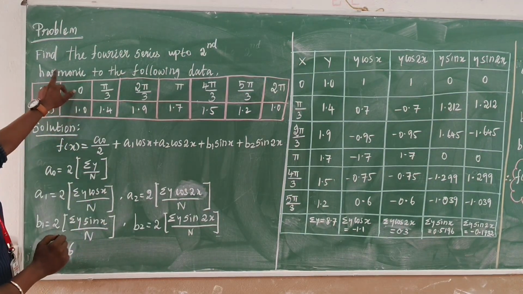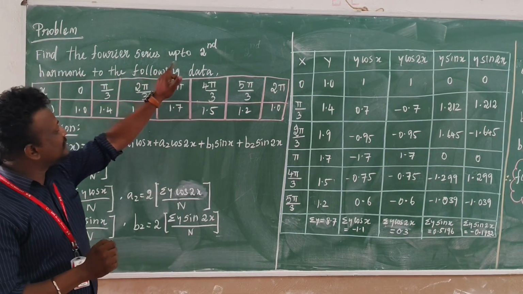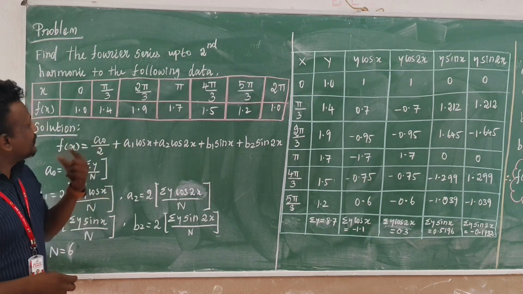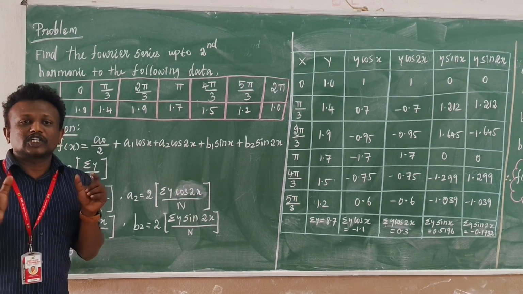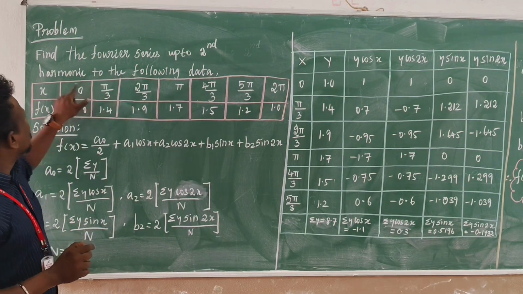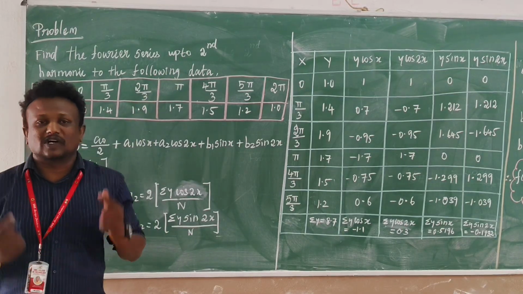Here we are given a problem: find the Fourier series up to the second harmonic for the following data. We are given the data in terms of numerical values, and our task is to find the Fourier series expansion by using harmonic analysis till the second harmonic. This is our task.